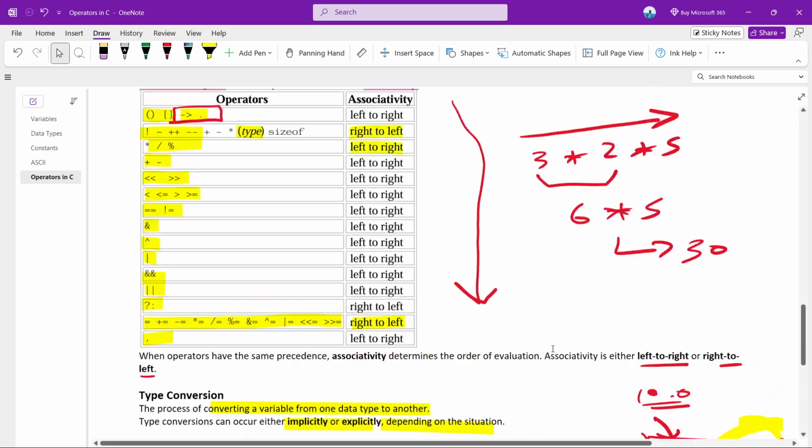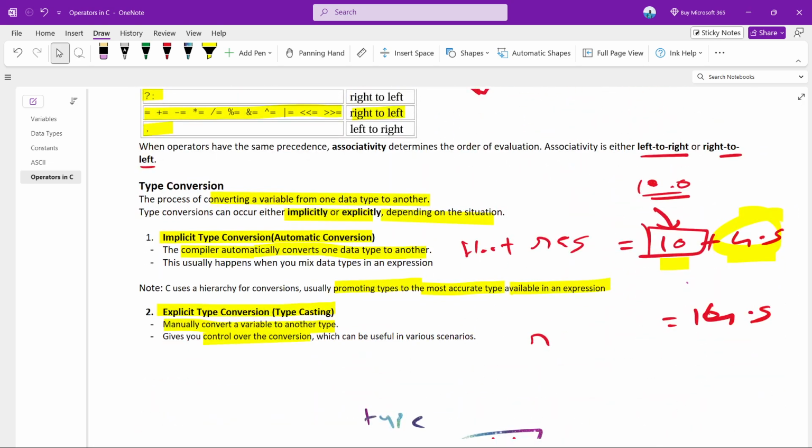Okay, so with this we have finished. We have covered operator precedence and type conversion in C programming.